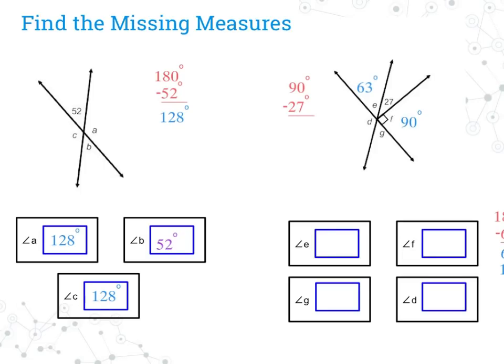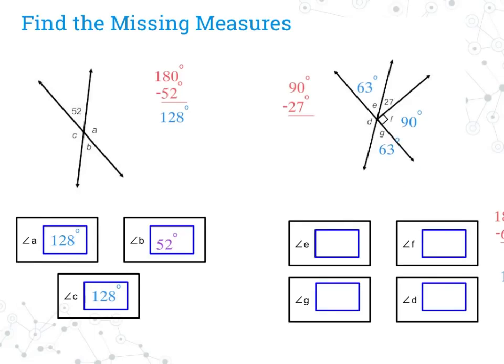Now, taking a look at angle G, that's across from angle E. They're formed by intersecting lines, which makes them vertical angles, so they are congruent and equivalent. So if E is 63, G is also 63 degrees.